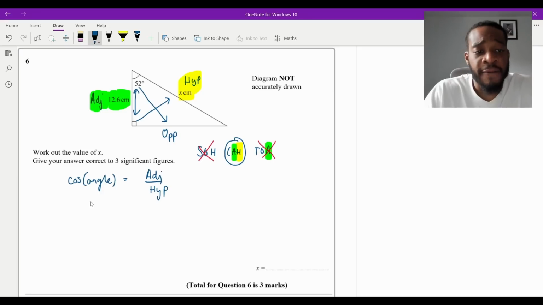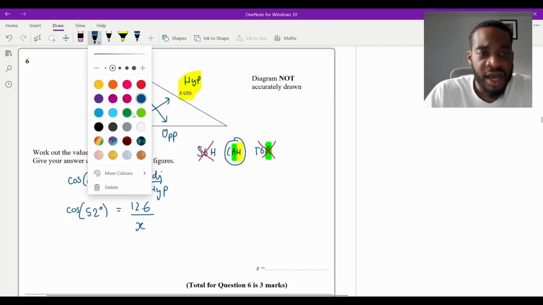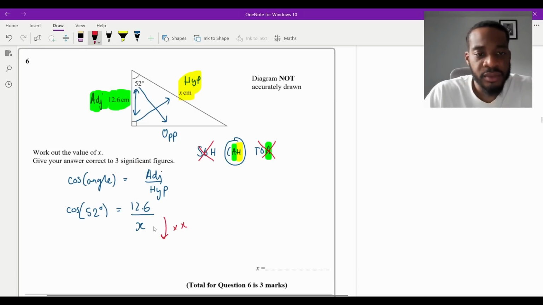And now you're just going to plug in everything. So the angle is 52 degrees. They gave that to us. The adjacent is 12.6, and the hypotenuse is x. So we need to figure out what that is. Now, most of the time with these questions, the x is actually on top. What do we do here when it's on the bottom? Well, it's dividing. Whenever you're trying to find something that's being divided, times it up. So I'm going to times both sides by x, and that would mean I'm going to have x multiplied by cosine of 52 is equal to 12.6.